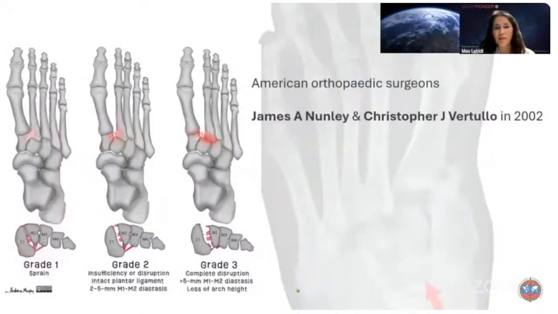That's an illustration of it. And here it's quite nicely, you can see the cross section and how the ligaments from the dorsal to the plantar aspect are affected.